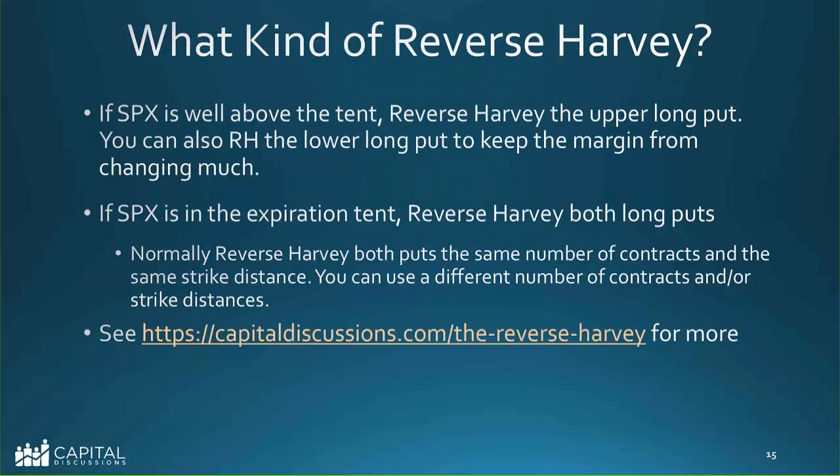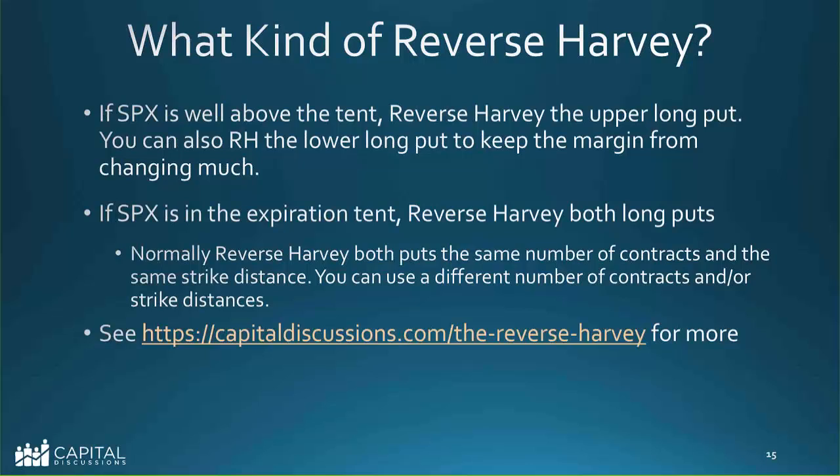So what kind of reverse Harvey? Well, if the SPX is above the tent, reverse Harvey the upper long, basically you're just lifting that upside part of the curve. You can also reverse Harvey the lower long, like Dan said, and we do that in the alert service. But if you have a PM account or you have lots of extra margin, you don't have to. It's fine just to reverse Harvey the upper long by itself. You just realize it's going to increase the margin in your trade.